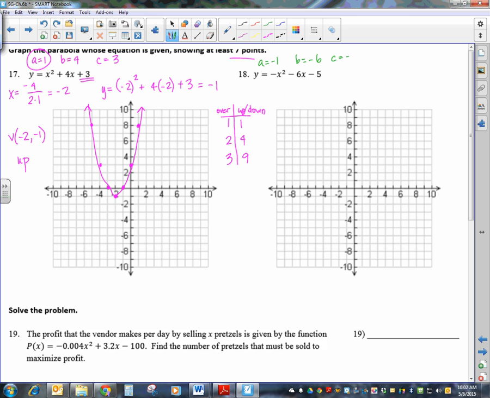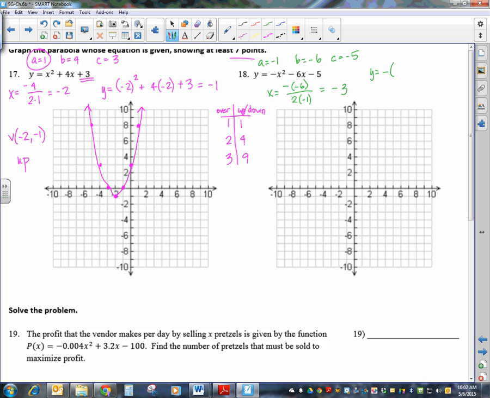Ooh, lots of negatives here. C is -5. Okay, so x equals the opposite of b over 2a. Well, that's a positive and a negative, and a positive and a negative means I'm going to have a negative number, and 6 over 2 is 3. So my x-coordinate is -3, and I'm going to go plug that in.